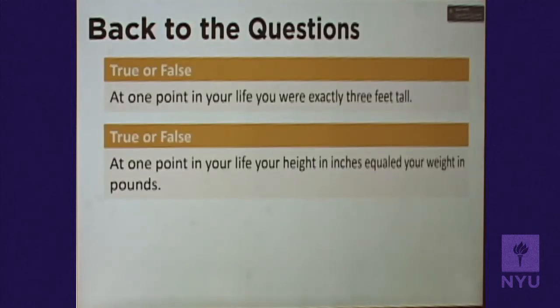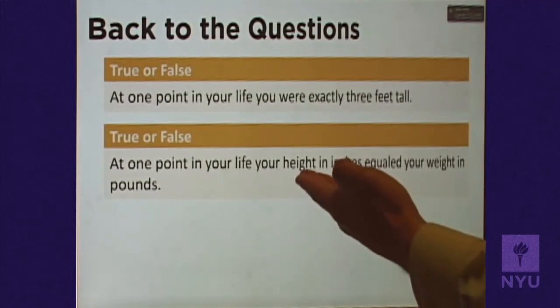Second question: at one point in your life, your height in inches equaled your weight in pounds. How can we express this in terms of the intermediate value theorem? Well, we need a continuous function to be able to talk about the intermediate value theorem. Where is the function in this sentence? There are actually 2 functions in this sentence.